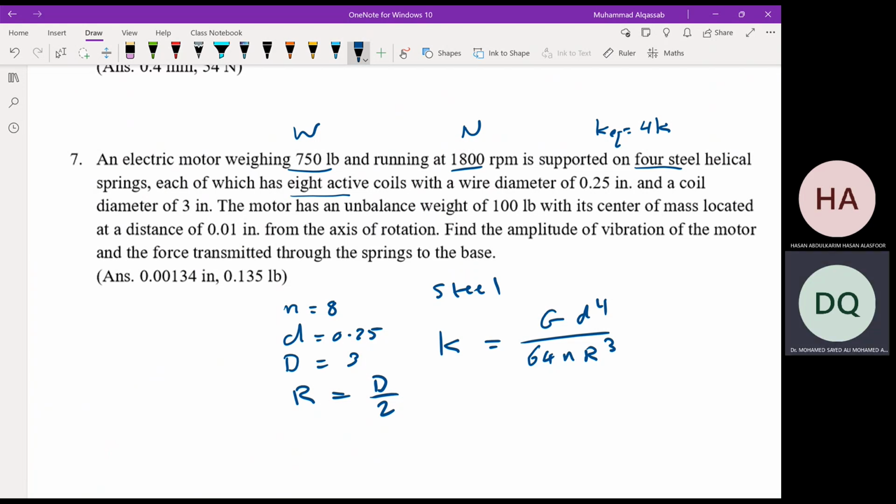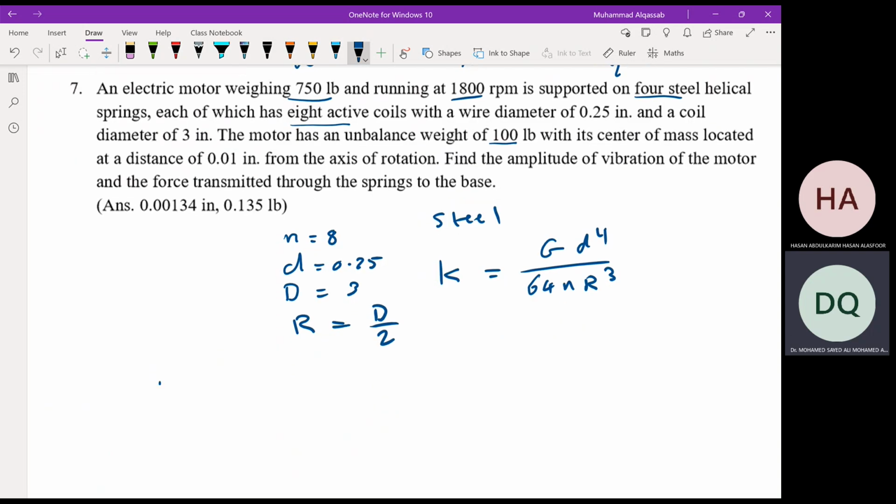Okay, and then this way you calculate K for each spring, then you get K equivalent, which is 4K. And this is an undamped system. We have an unbalanced weight of 100 pounds. The small m is 100 divided by g. Also the eccentricity is 0.01.